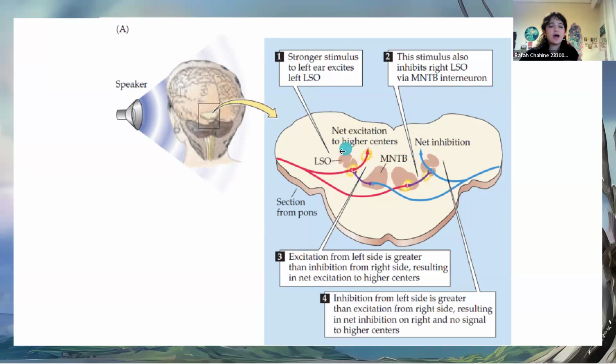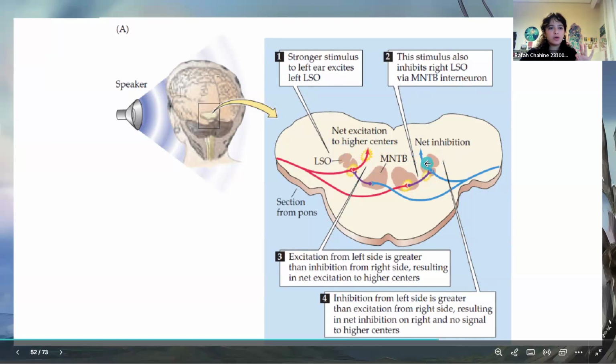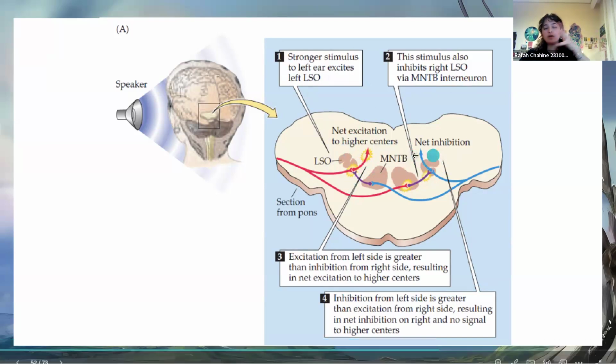in a net excitation to the higher centers, specifically coming from the left. And then the inhibition from the left side relative to the right side is much greater than the excitation on the right, meaning that we are going to receive no signals from the right side. So our brain, or the higher centers, are only going to perceive sound coming from the left.